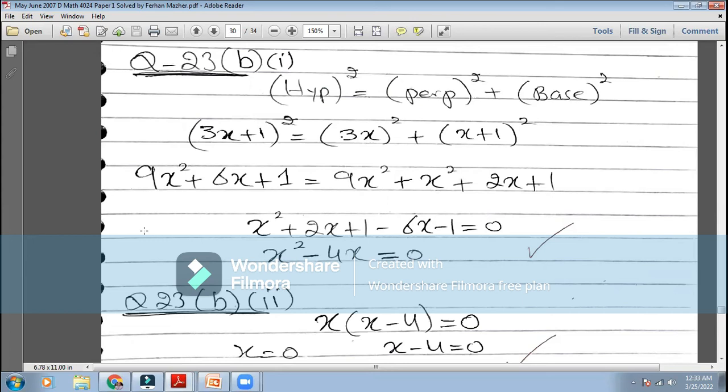and x plus 1 whole square, I will open it with the identity a square plus 2ab plus b square. So it will be x square plus 2x plus 1. So 9x square on both sides will be cancelled. So you are left with x square plus 2x plus 1 minus 6x minus 1 equals 0. So it will be x square minus 4x equals 0. So that is the thing which they ask us to show.